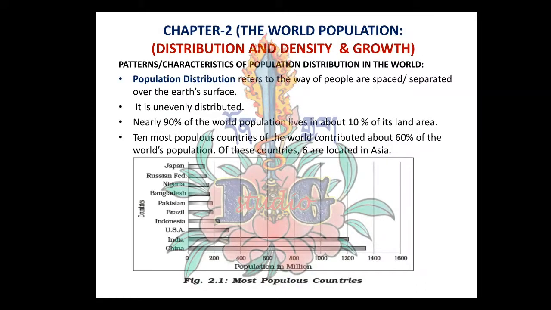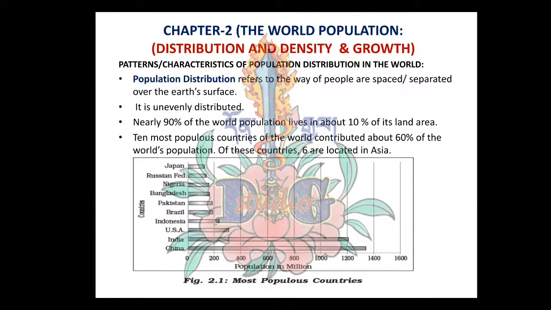So the first topic that we are going to discuss is population distribution. Next, we are going to discuss the population density, and finally we are going to discuss growth. So first we are going to discuss the population distribution.